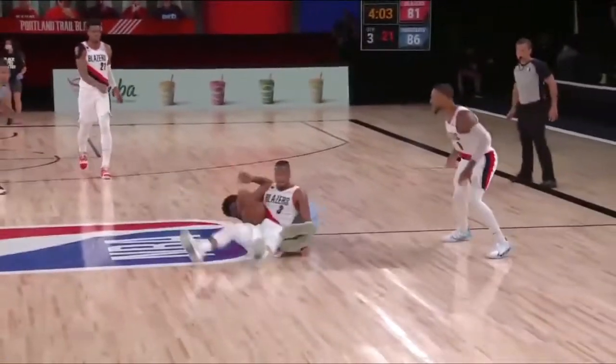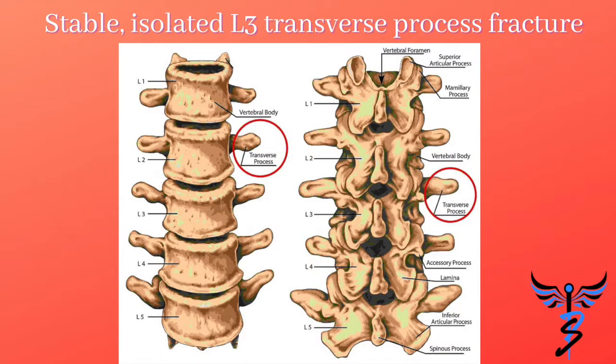The Portland Trail Blazers were eliminated in the NBA playoffs last week. One of their starting guards, CJ McCollum, was playing with a fractured spine. He's actually been playing with a fractured spine for the past 3 weeks, but it's not as scary as it sounds. Reports came out that he suffered a stable, isolated L3 transverse process fracture.